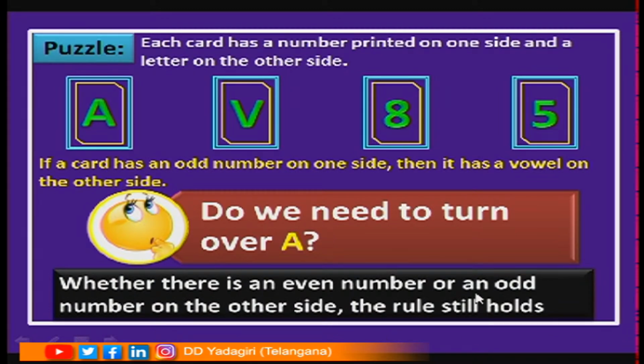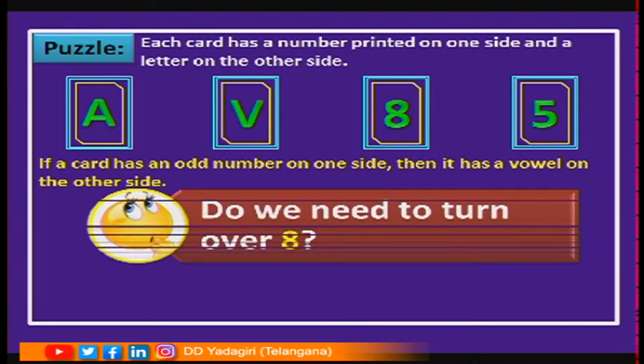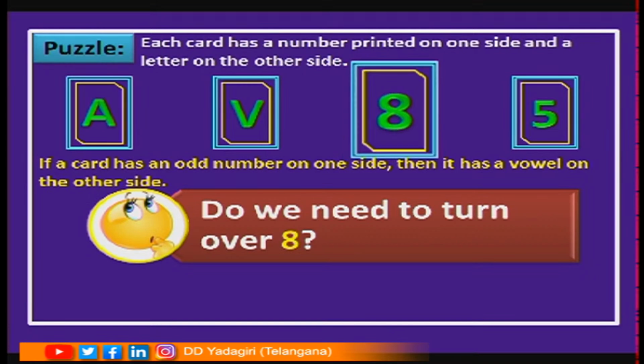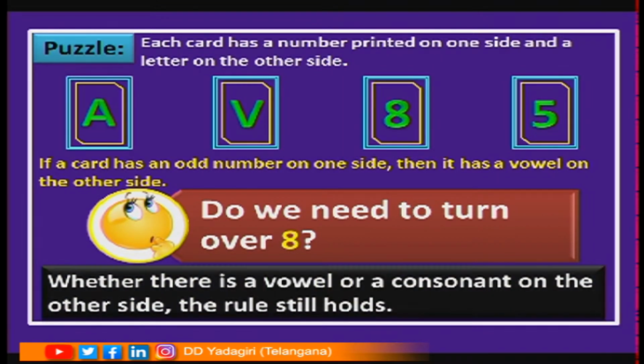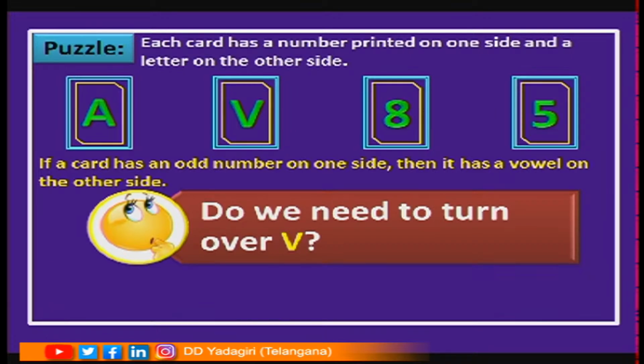So, we do not have to turn card A. So, children, do we need to roll this card having number 8? Let us see. If you notice, we do not have to roll over this card with number 8 also. Again, what is the reason, children? Yes, since it is an even number, whether there is a vowel or a consonant on the other side, the rule still holds good. So, children, do we need to turn over V also?